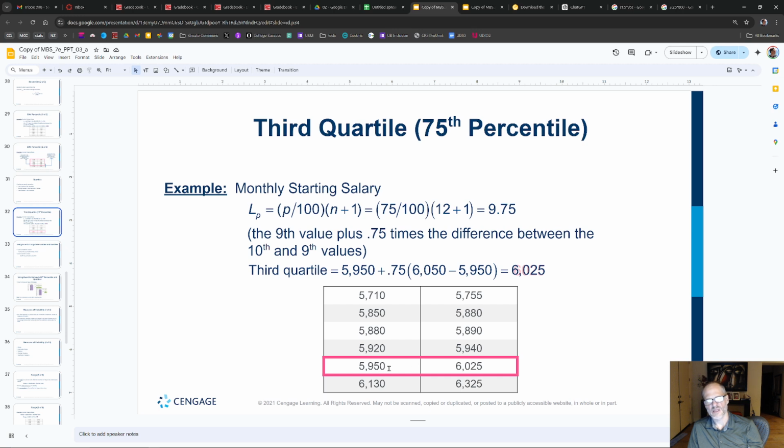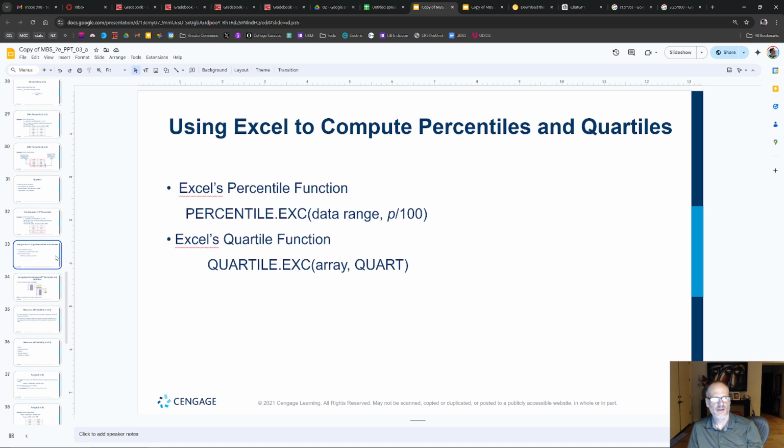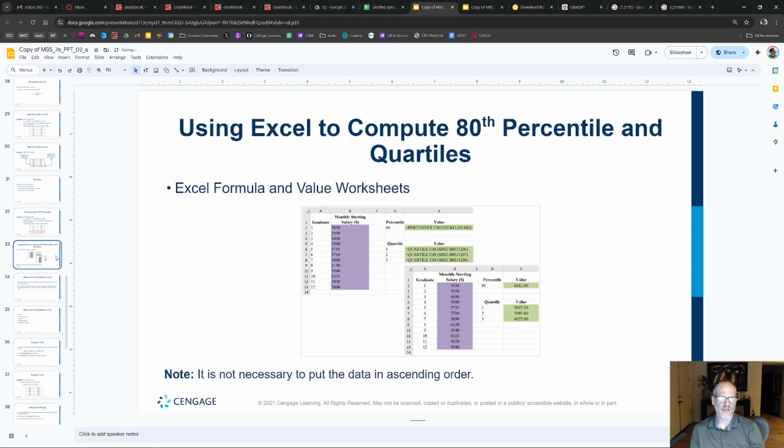75% of the way between these two figures is 0.75 times the difference between 6050 and 5950, so whatever that distance is. And then we add that to the bottom figure, 5950, and we get 6025. So 75% of the data is at 6025 or less, and 25% of the data is more than that. And then using Excel to compute percentiles and quartiles, we're not going to worry about that right here.